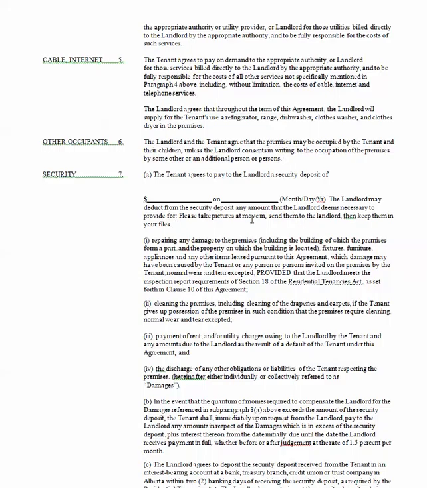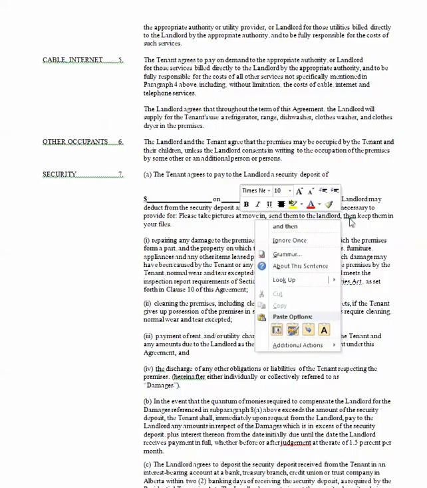So security. The agreement to pay the landlord security deposit of, that's how much the deposit is, and that's the date. And you need to have a receipt, and that receipt must be sent to the landlord, showing that the receipt has been sent either by you or the caretaker. I would do both. Landlord may deduct from the security deposit any amount that the landlord deems necessary. Please take pictures of the move-in and send them to the landlord, and then keep them in your files.